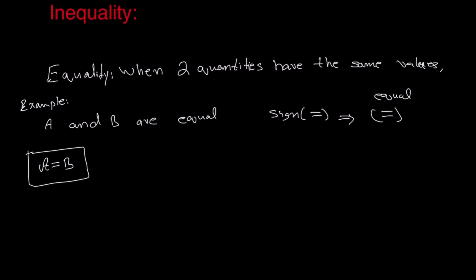So that means A and B have the same value. Those two quantities have the same value. For example, 5 is equal to 5, or 5 is equal to 15 divided by 3. So we can use that equal sign when two quantities have the same values.